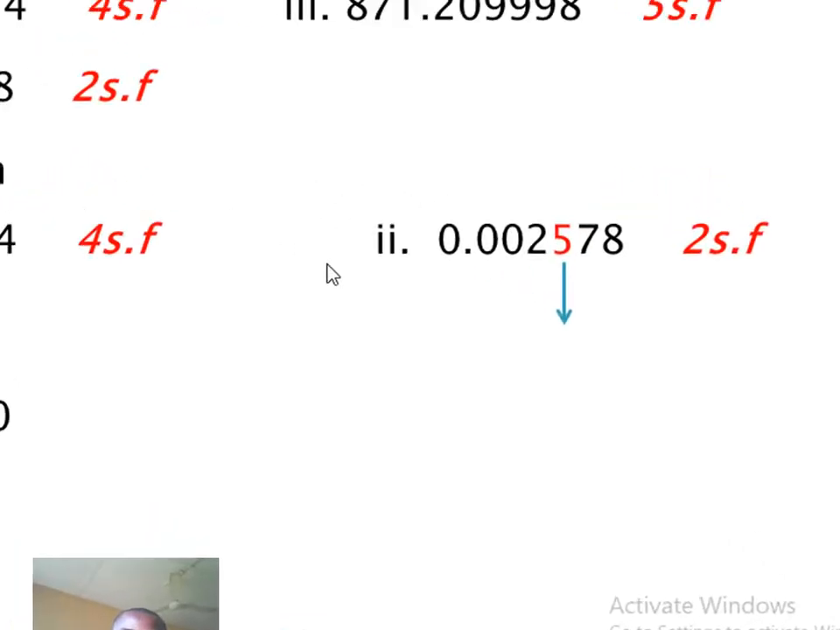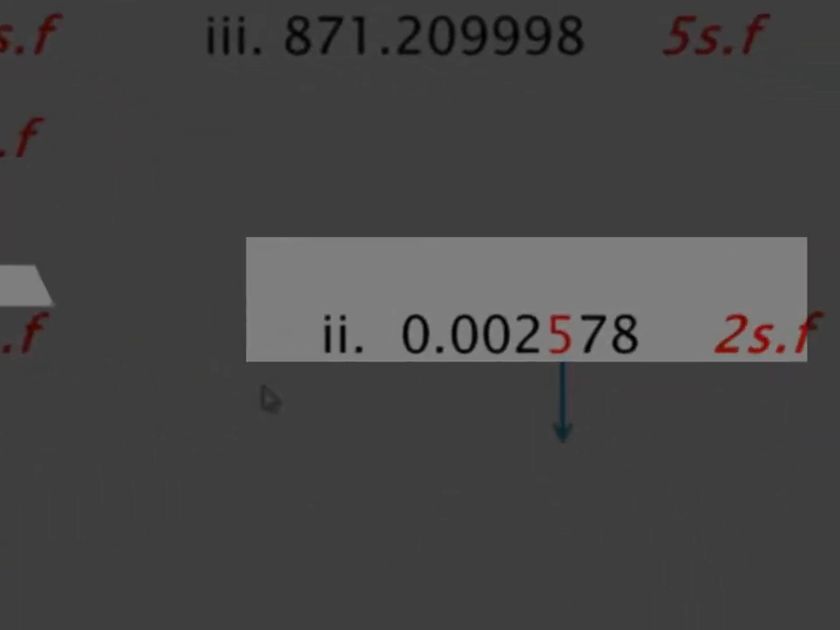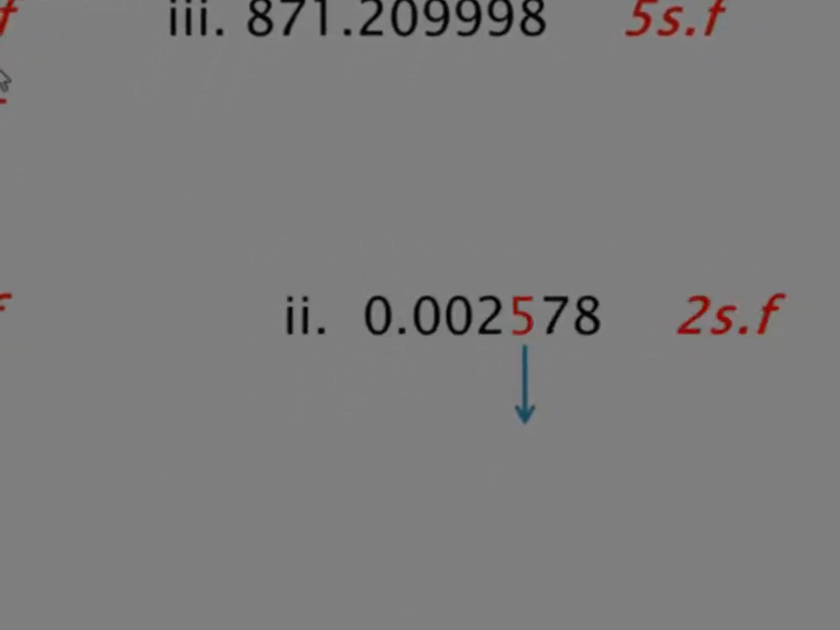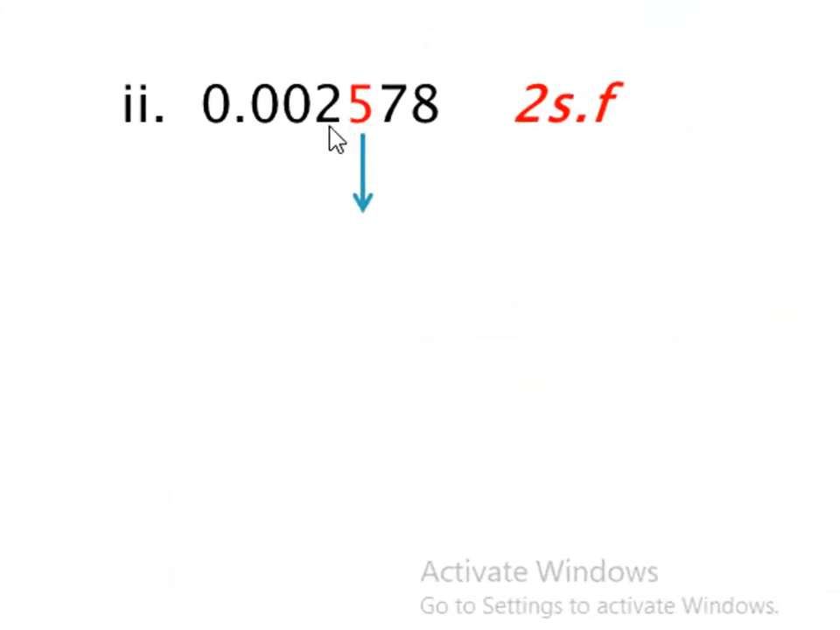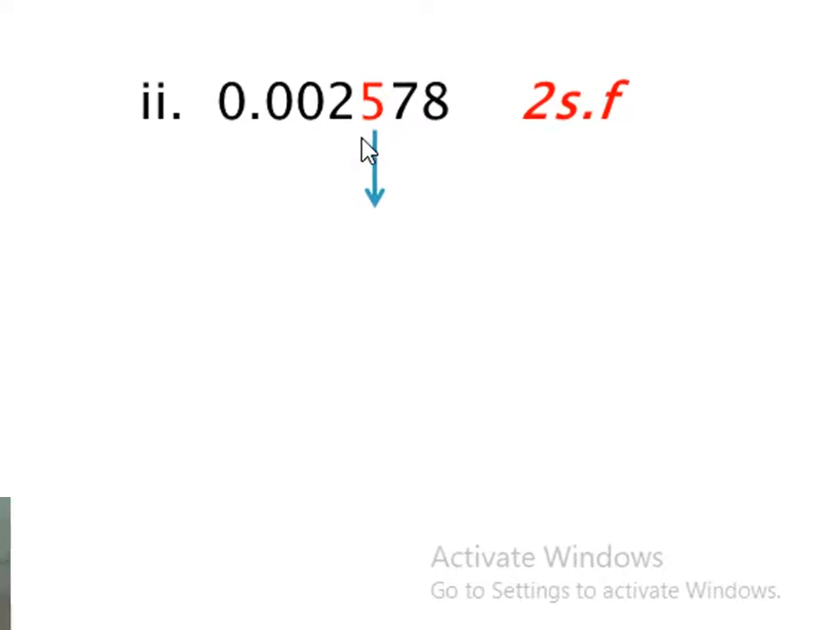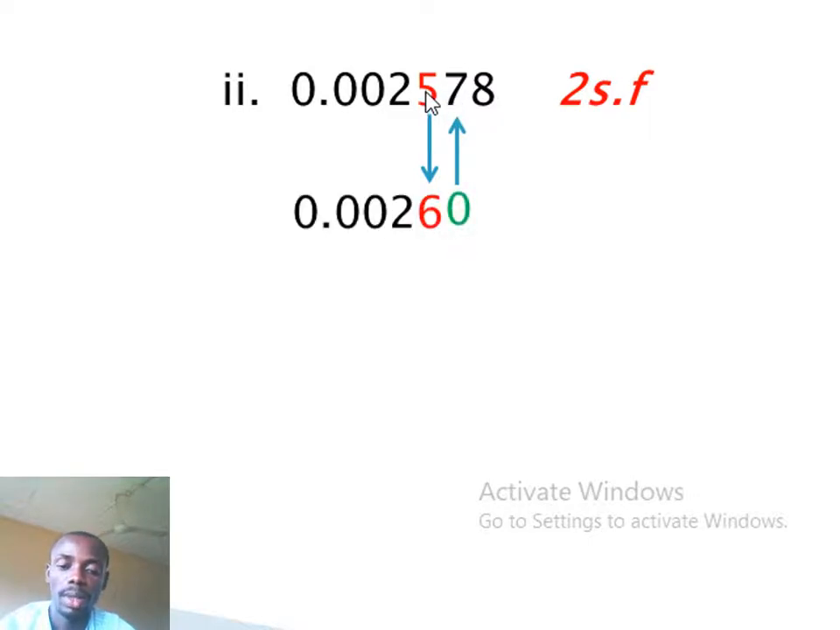Now the next one, I want to approximate to 2 significant figures. When you see SF, it means significant figures. You should understand that. So now the first significant figure here is not 0. It's not this first 0, it's neither this nor this. So this 2 here is the first significant figure. The next one is 5. These are the first 2 significant figures that we have in this number. So coming to the next number, which is 7, approximate 7 to 1, then adding it to 5, making 6.